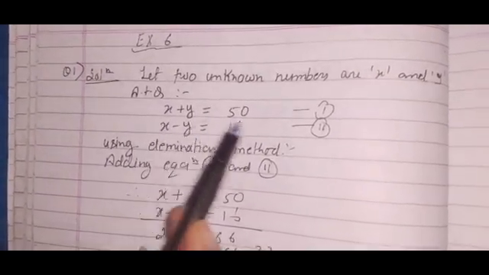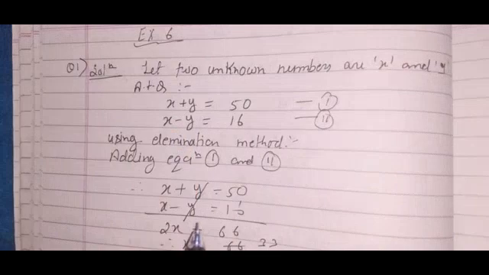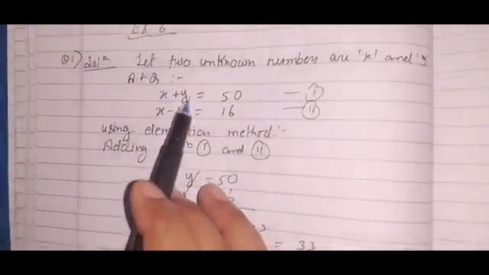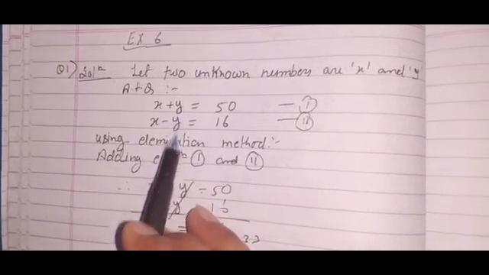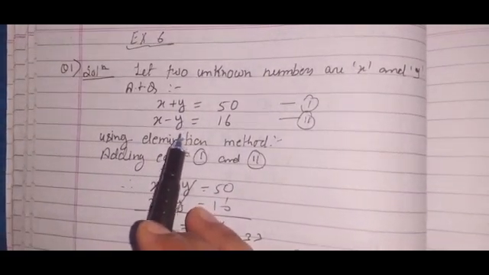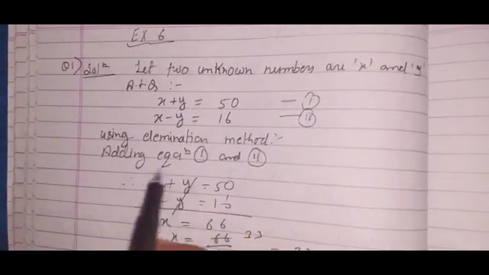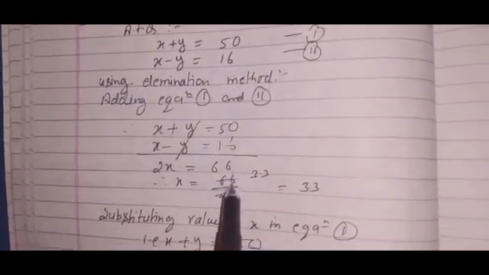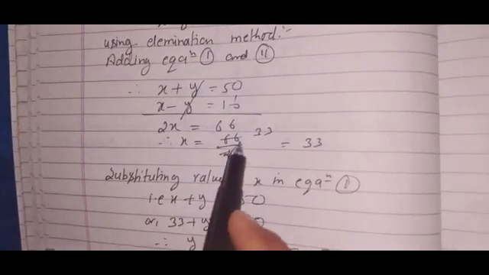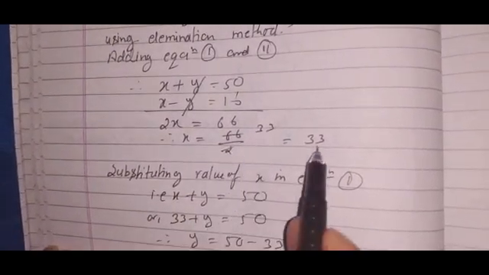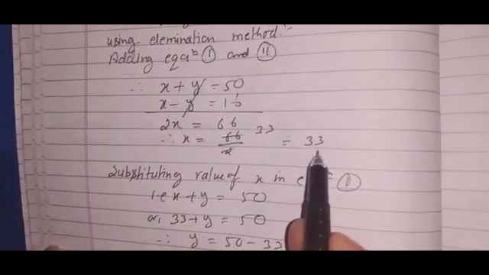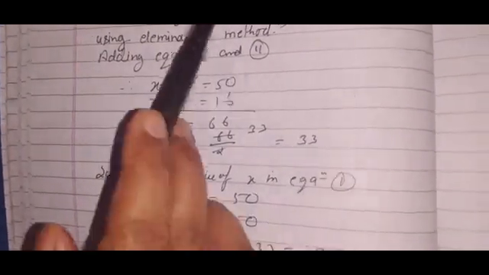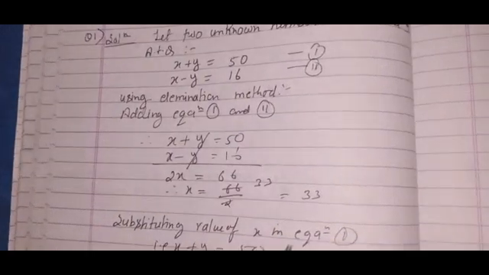In chapter 5 equations were given and we had to solve, so we are doing the same thing using the elimination method. Adding equation 1 and 2, we can see that both the y terms are about to cancel on addition, so I added both equations. So y cancelled, and here is 2x equals 66. It means x equals 66 upon 2, that is 33. It means out of those two numbers, one number is 33.